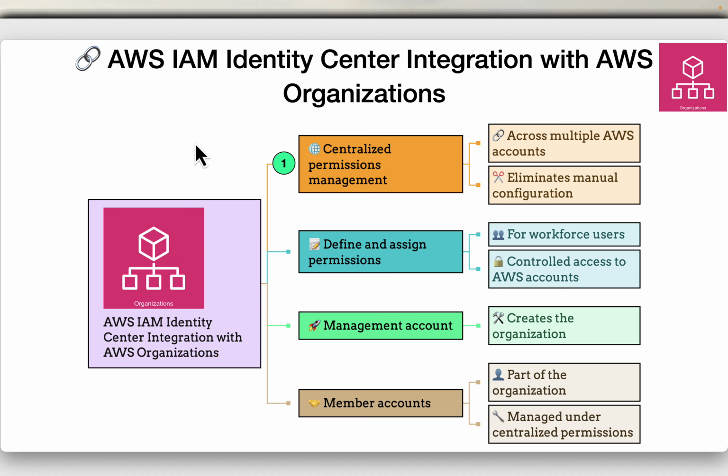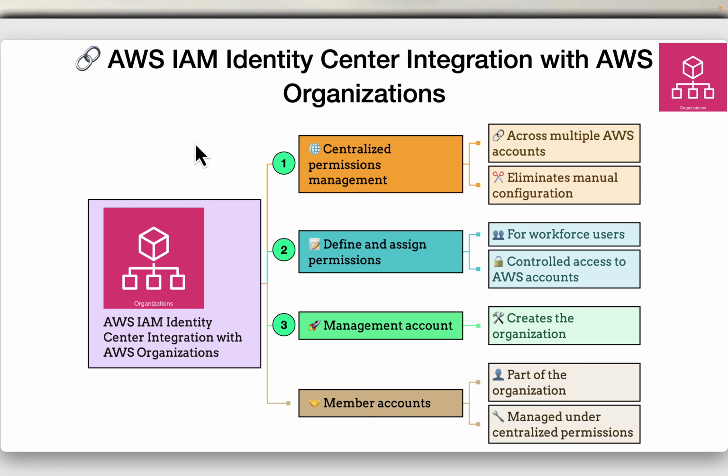One, centralized permissions management across AWS accounts. AWS IAM Identity Center integration with AWS Organizations allows for the central management of permissions across multiple AWS accounts, eliminating the need for manual configuration of each account. Two, define and assign permissions to control access. Permissions can be defined and assigned to workforce users, granting them control access to specific AWS accounts.